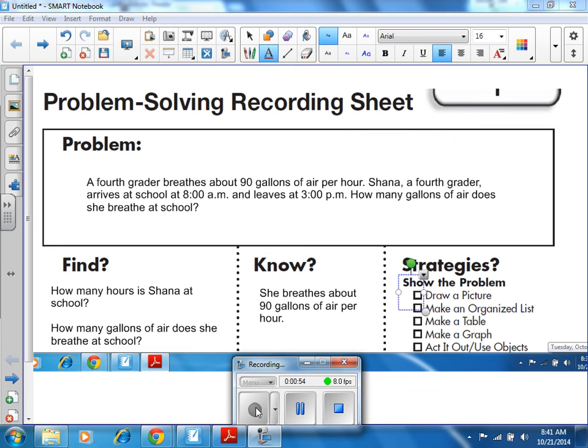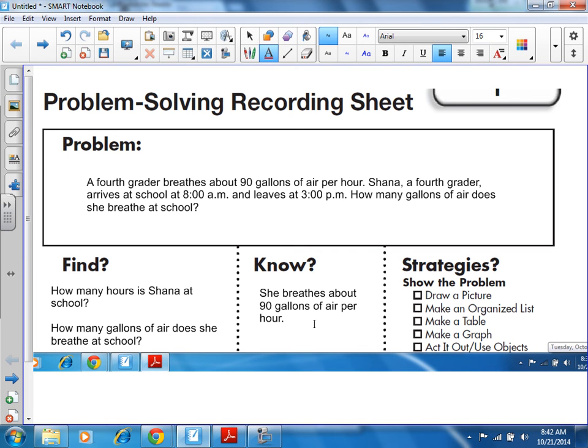So now I have to decide what it is I need to find. Looking at the problem, I have to find how many hours Shauna is at school. I know she starts at 8 and she leaves at 3. I need to figure out how many hours that is. Then I have to figure out how many gallons of air she breathes while she's at school. What do I already know? I already know that she breathes about 90 gallons of air per hour.